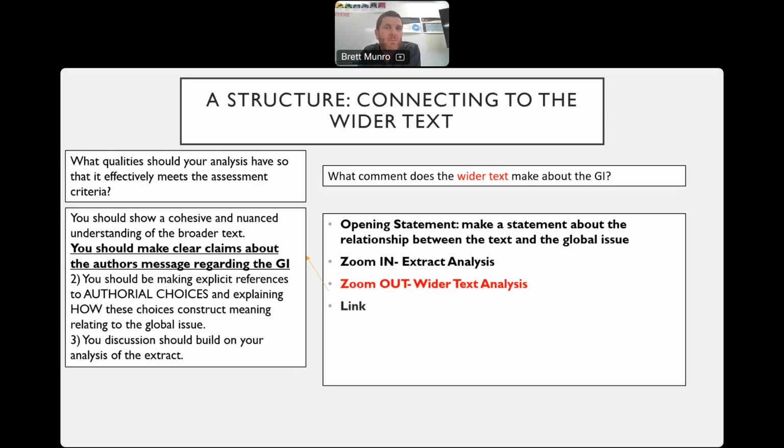We would then move out to looking at the wider text and analysing how the wider text, the collection, creates meaning. Again, we need to show a cohesive and nuanced understanding of the broader text. We should be making clear claims about the author's message regarding the global issue and how it appears in the text more broadly. We should be making explicit reference to authorial choices and explaining how these choices construct meaning relating to the global issue. And your discussion should build on your analysis of the extract.